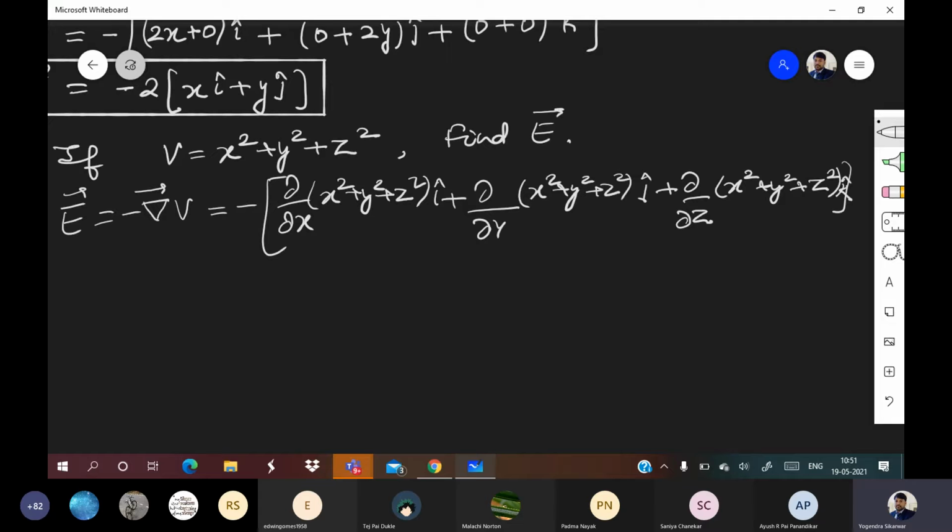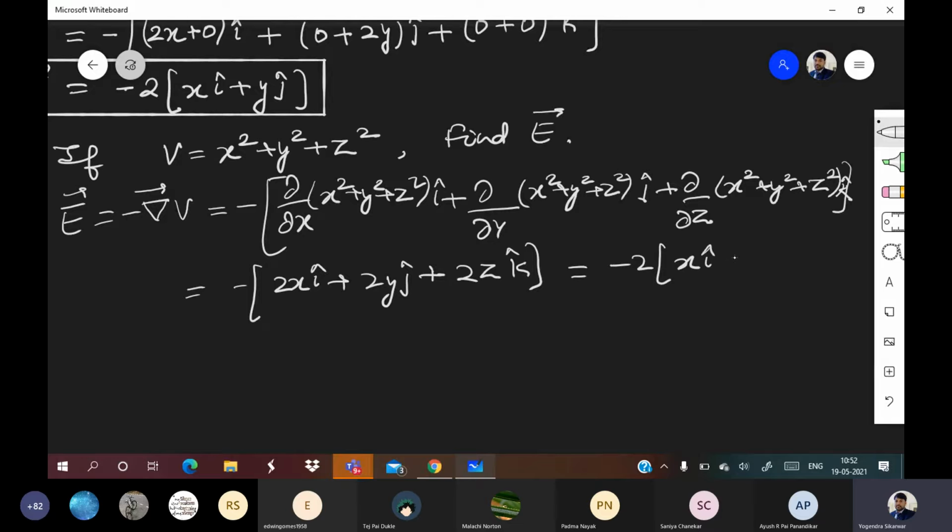So when you solve it further, minus is outside, it will be 2x, I am writing directly this time, plus 2y j cap plus 2z k cap, and that can be written as minus 2 taken out, x i cap plus y j cap plus z k cap. That is the answer.